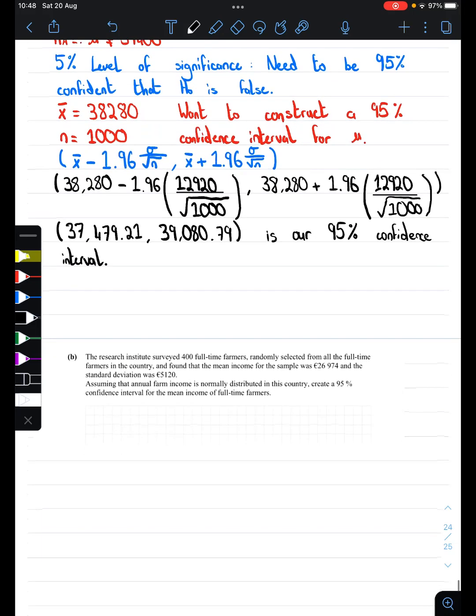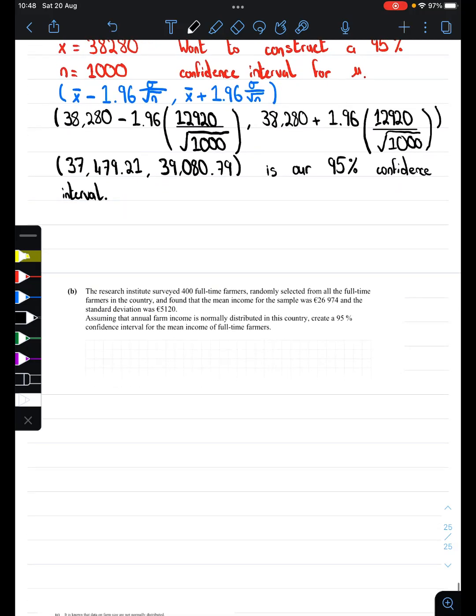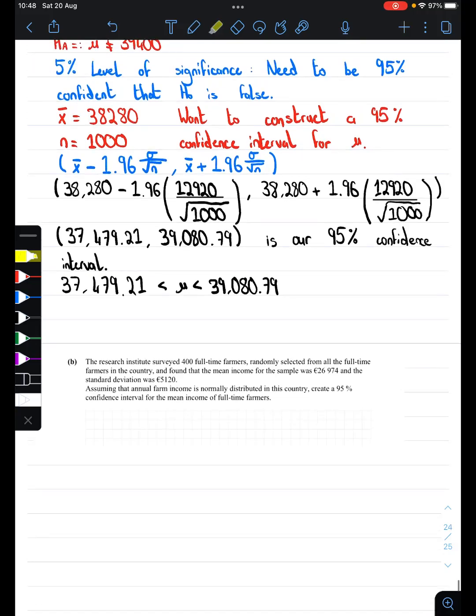Okay, so what a 95% confidence interval means is that we are 95% sure that the true mean lies between these two values. So [lower limit] is less than the true mean is less than 39,080.79, given a sample mean of this.